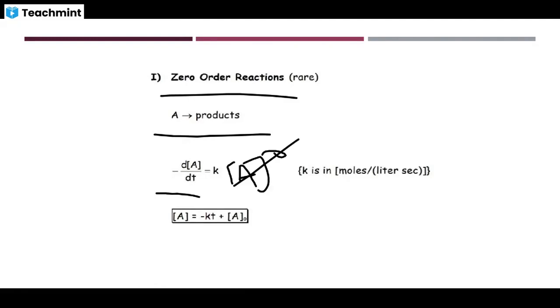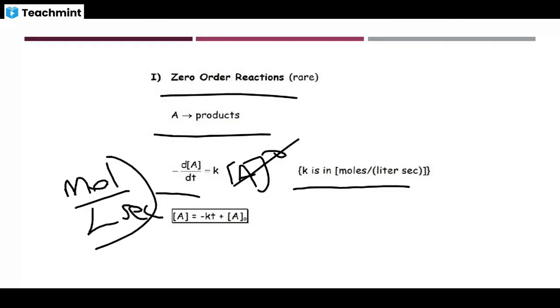The unit is very important. Here you see the unit of k is moles per liter per second. As already told, the units should be equal on both sides. On the left hand side there is the concentration of A, which is moles per liter, and below there is dt, so moles per liter per second. So the right hand side should also be moles per liter per second.